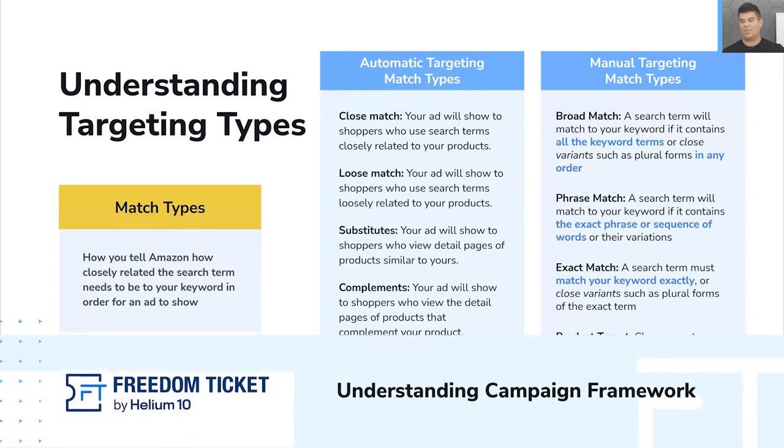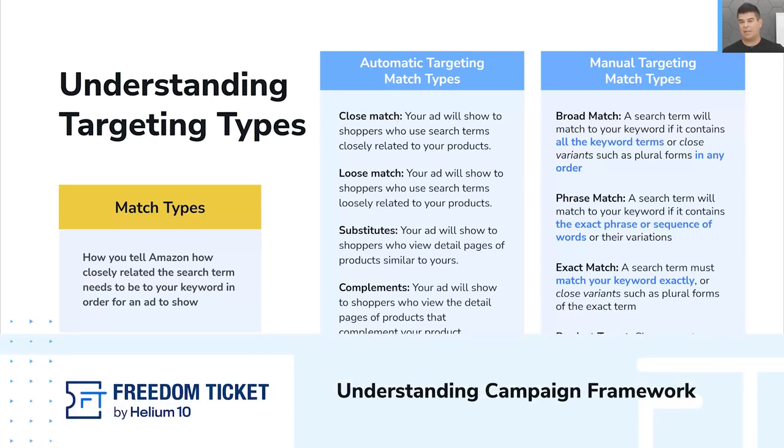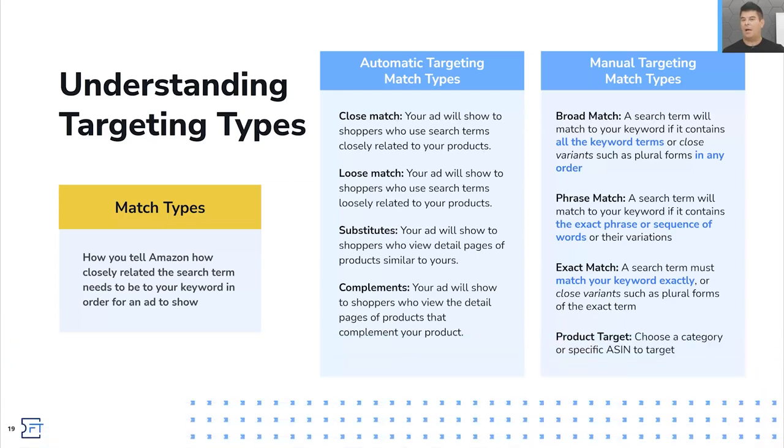their particular variations. Now, exact match is exactly that. The search term must match your keyword exactly, or have a variant such as maybe a plural. You don't have to worry about adding plurals into Amazon. It knows if you're targeting the word crutch, that the word crutches is also relevant to that particular one, even if you're doing an exact match.